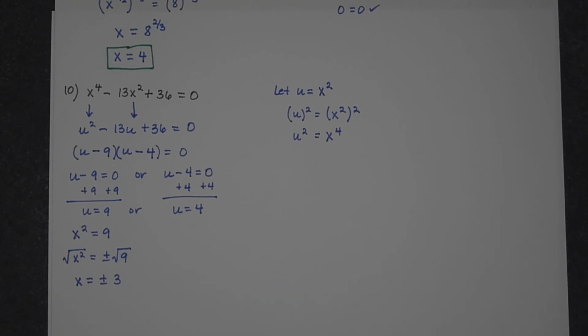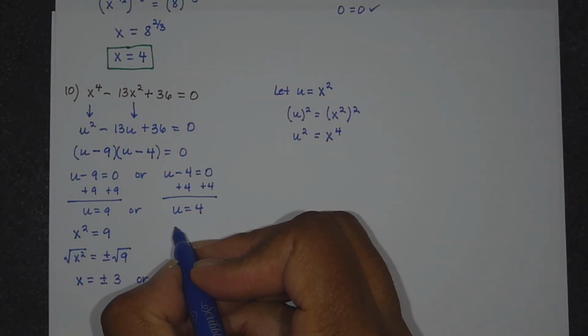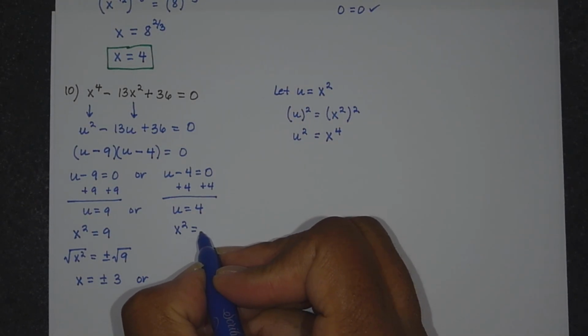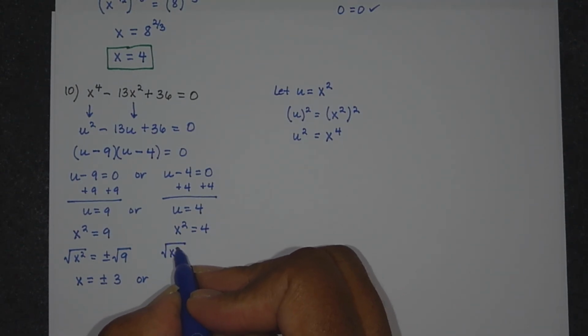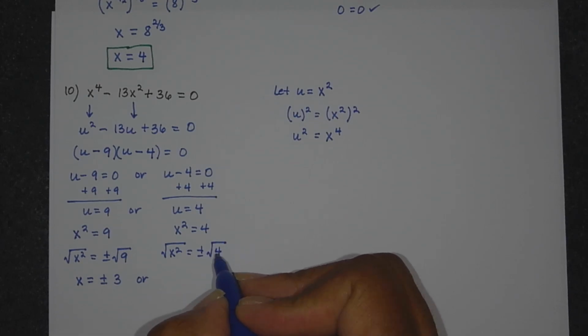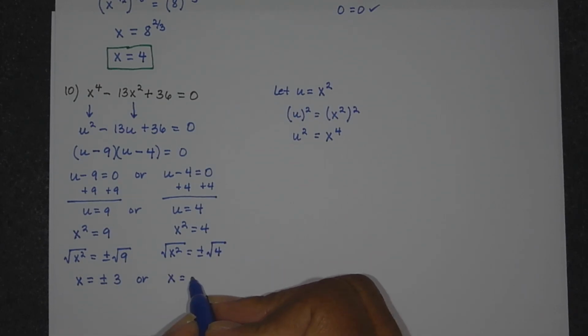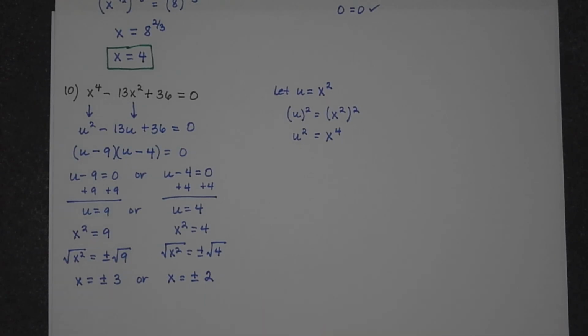And the same thing here for u equal to 4. That means we need to back substitute by replacing the u with x squared. So x squared will be equal to 4. Same thing here by taking the square root on both sides, including the plus or minus symbol. What will be the square root of 4? 2. And x will be equal to plus or minus 2.